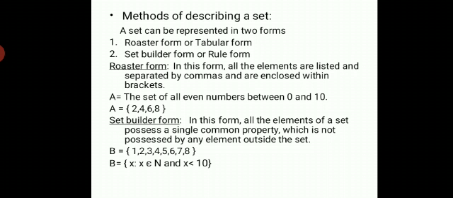Then B can be written in set builder form as {x such that x belongs to natural numbers, and x is from 1 to 8 only}. So 8 is less than 10. We can also write x is less than 9. Okay.